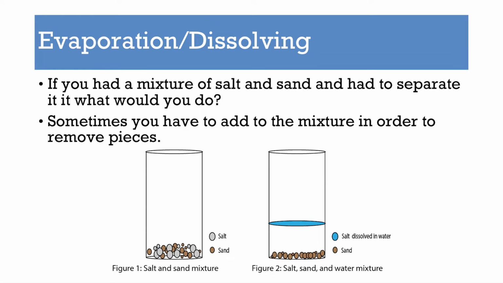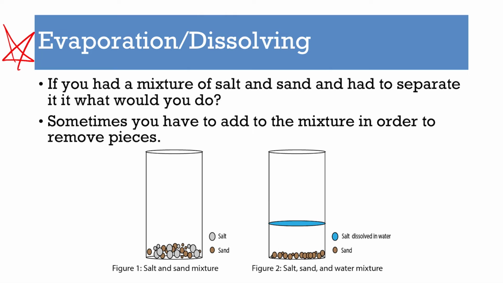Okay, now this is one of the most common ones, evaporation and dissolving. If you had a mixture of salt and sand, and you had to separate them, what would you do? Sometimes you have to add another material to your mixture to make this possible. If you had salt and sand, there is no way you're going to separate them individually with your finger or a tweezer. That's not going to happen. It's not going to be very reliable or accurate.